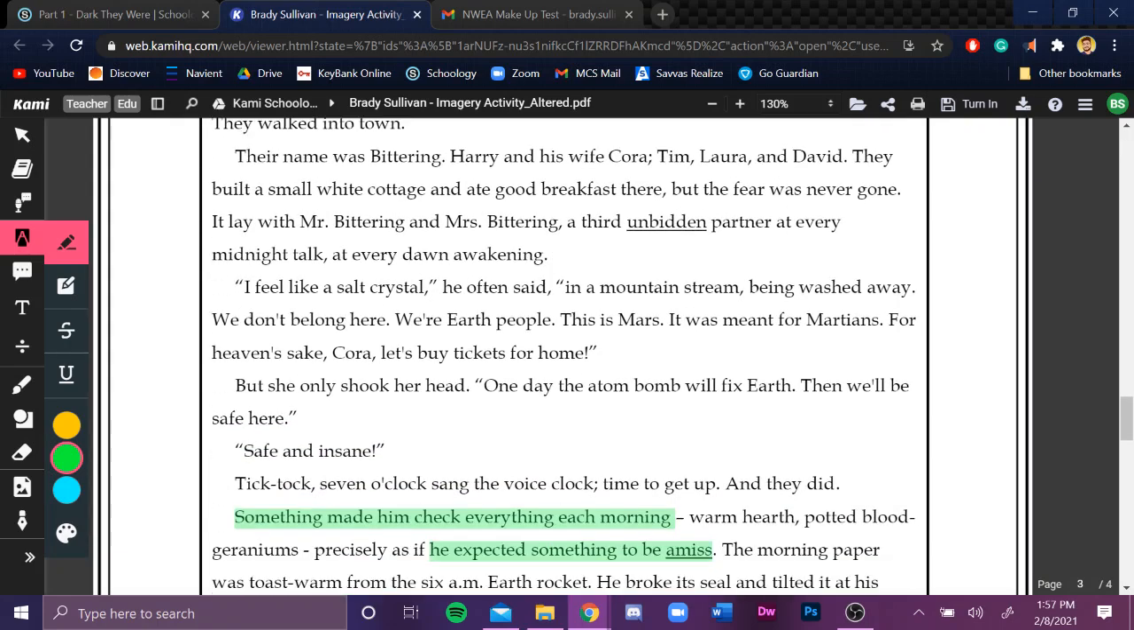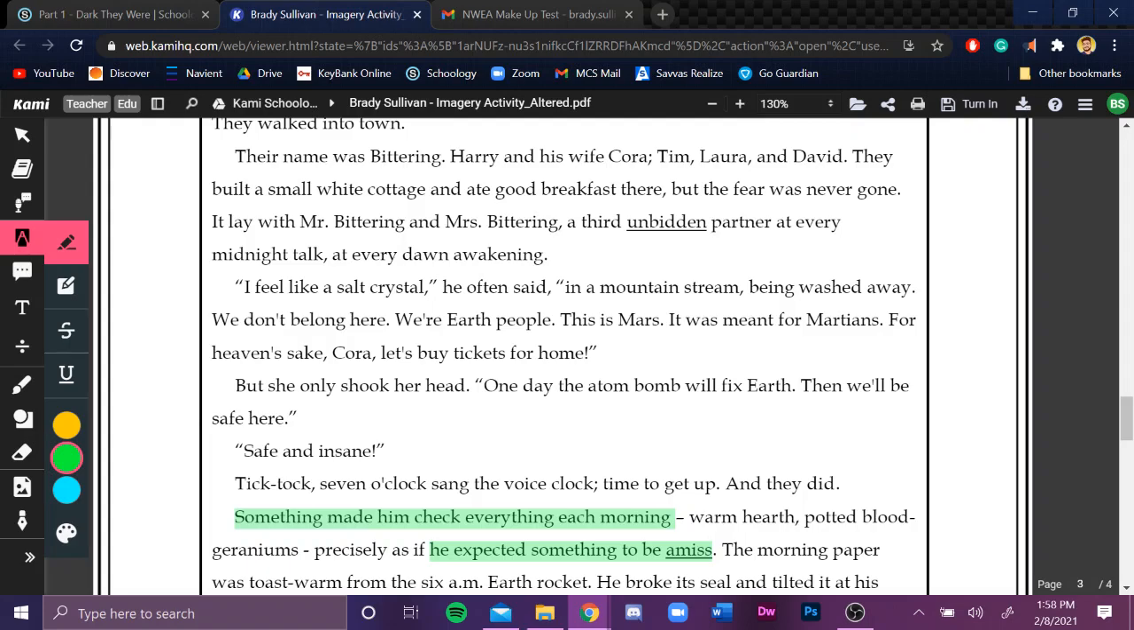"I feel like a salt crystal," he often said. "I feel like I'm in a mountain stream, being washed away. We don't belong here. We're Earth people. This is Mars. It was meant for the Martians, for heaven's sake. Cora, let's buy tickets and go home." But his wife only shook her head. "One day, the atom bomb will destroy the Earth, and we'll be safe here. Safe and insane."